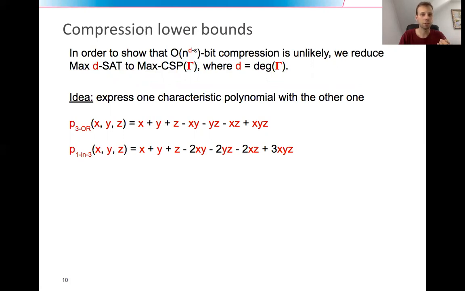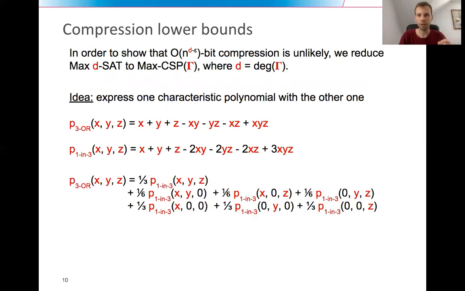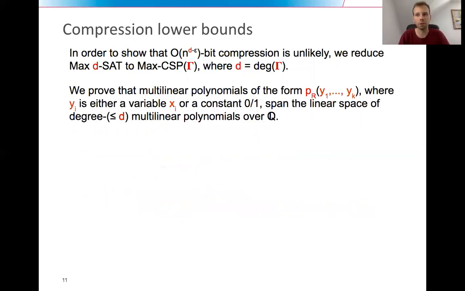For example, consider these two characteristic polynomials for the relations 3-OR and 1-in-3. And this first polynomial can be written as a linear combination of polynomials expressible with 1-in-3 by replacing some arguments with a constant 0. This is a polynomial identity, so the coefficients at each monomial match. So this equality holds for any assignment to these variables, in particular for any Boolean assignment. And in general, we show that such a family of polynomials, where we replace some variables with a constant 0 or 1, spans the linear space of bounded degree multilinear polynomials over Q.